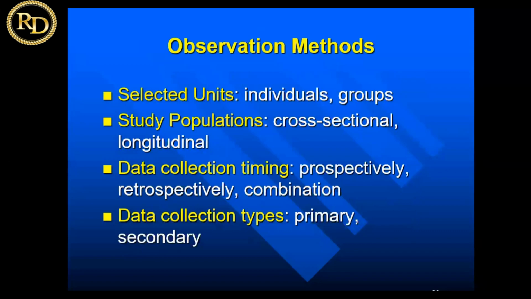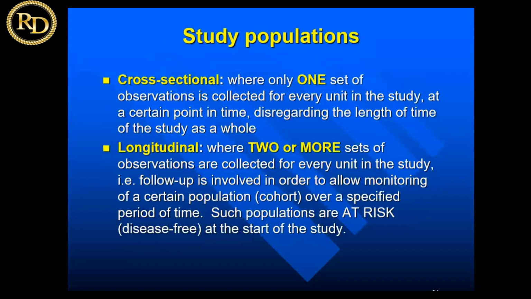Data collection, again, I told you, primary and secondary. Study population. Now see once again, I have told you several times, cross-sectional is where one set of observations is collected for every unit studied at a certain point of time, disregarding the length of time, 1 month or 1 week. Longitudinal is when we have 2 or more sets of observations, like at this month's end, then at the end of 2 months, at the end of 3 months, or 3 times in a year.